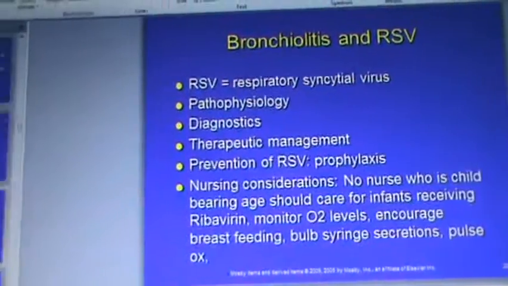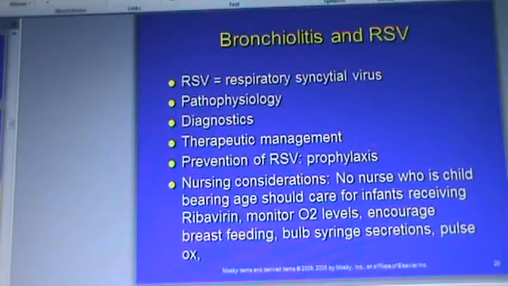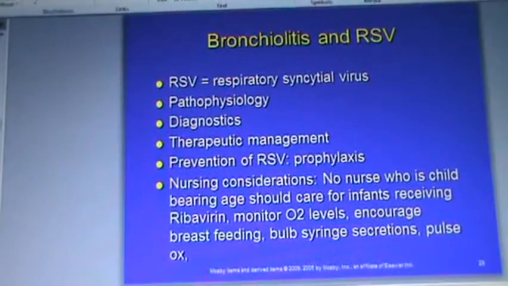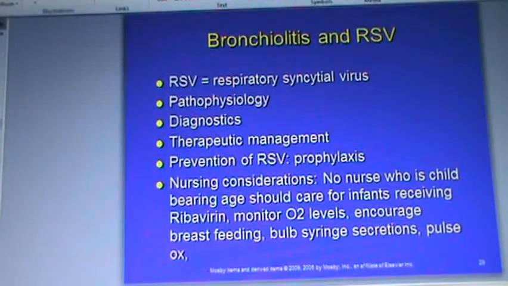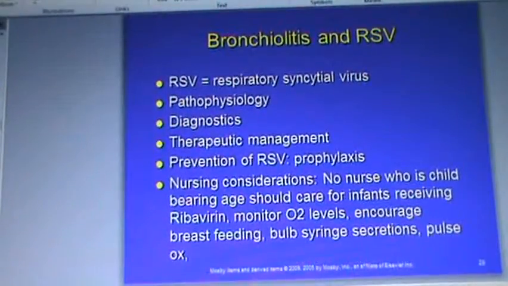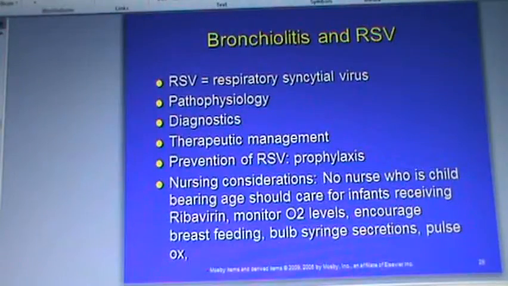Bronchiolitis and RSV. RSV is respiratory syncytial virus. Pathophysiology. Prevention is prophylaxis. Nursing considerations: no nurse who is of childbearing age should care for infants receiving ribavirin. Monitor their O2 levels and encourage breastfeeding. Bulb syringe the secretions and put them on a pulse ox.